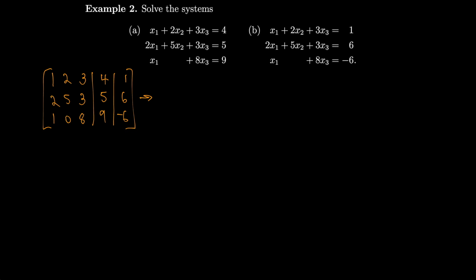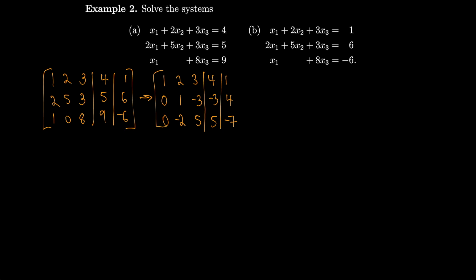So I'll subtract 2 of the top row from the middle row, and I'll subtract 1 of them from the bottom row, aka add -1 times it. So I'll keep the top row the same, 1, 2, 3, 4, 1. And my second row, when I subtract 2 of the first row, will become 0, 1, -3, -3, 4. And my last row, when I subtract the top row, will become 0, -2, 5, 5, -7.